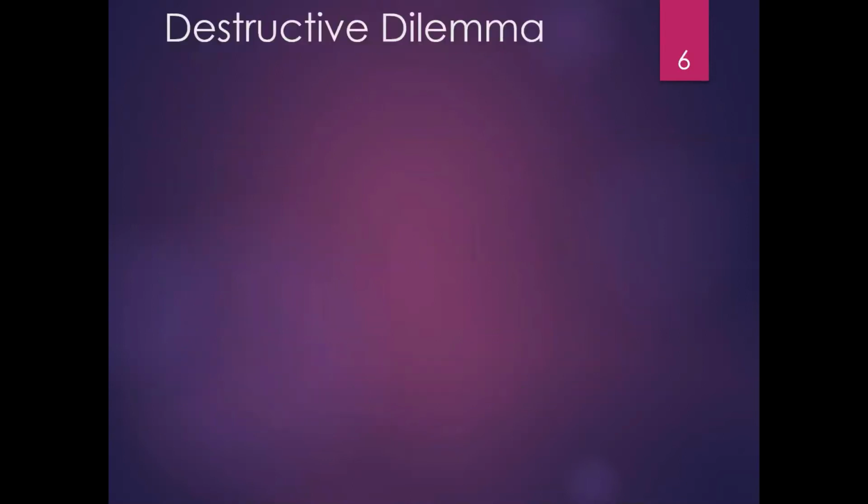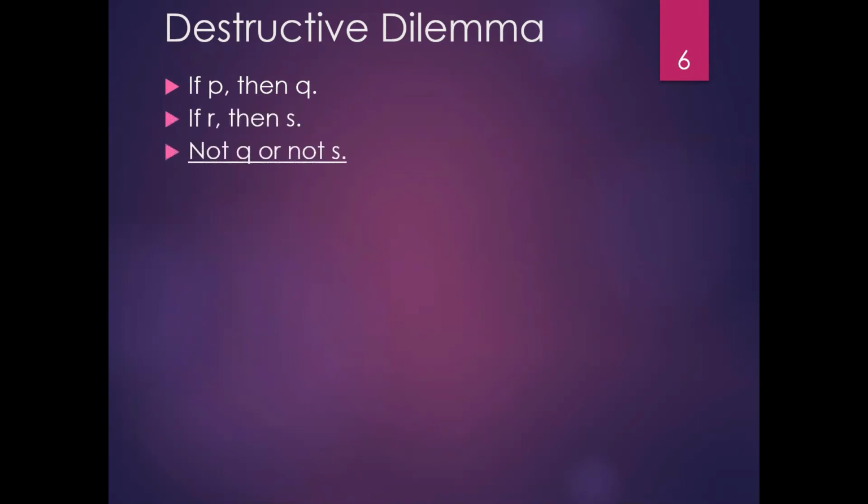Let's look at a destructive dilemma. Somewhat similar in the start in that we have two conditional sentences, if P then Q, if R then S, only this time our third premise is not Q or not S. So here's an example of an argument. Well, we have the conclusion, of course, not P or not R. When we put those three premises together, we can conclude that negative disjunction, not P or not R.